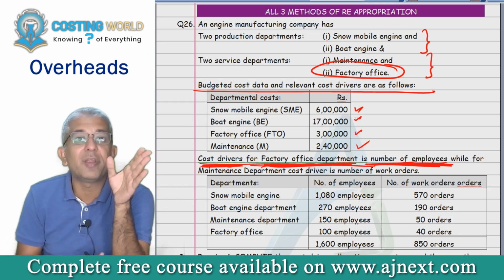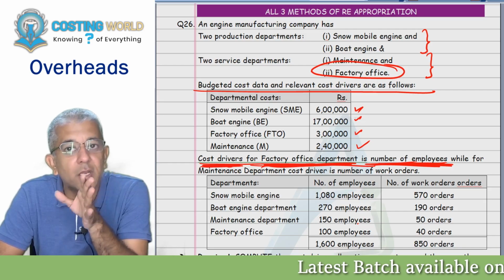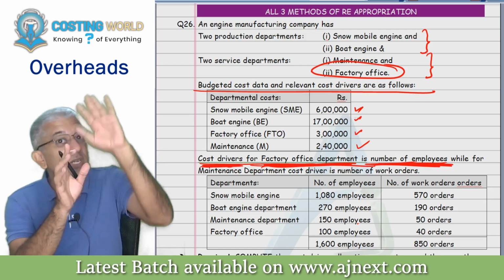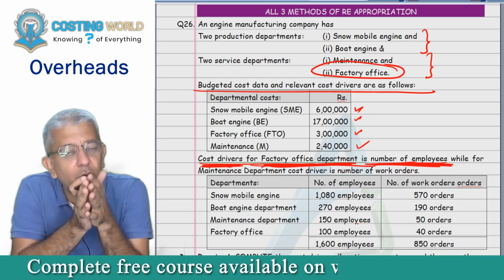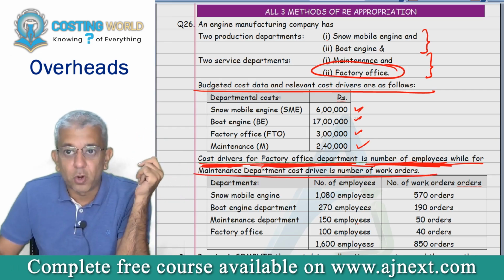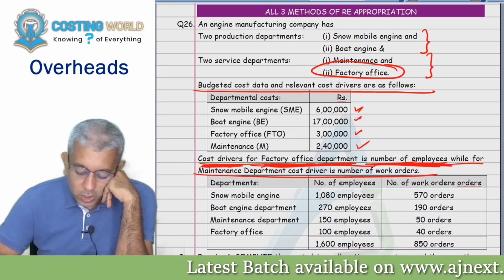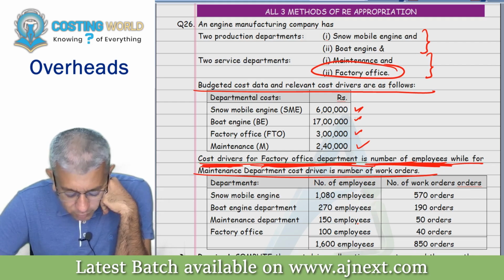So whenever you are going to be dividing factory office cost among the other departments, you are going to be dividing that in what particular ratio? Number of employees. Is that all okay? So instead of those percentages that we were given to you, in this case they have given you this factor. Okay, you divide the cost based upon this particular factor. While for the maintenance department, the cost driver is number of work orders. Okay. So therefore, for the other department, there is number of work orders.